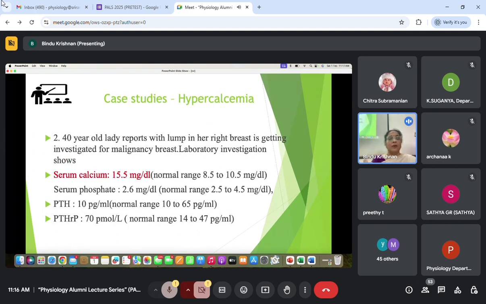The other scenario, 40-year-old lady reports with lump in her right breast getting investigated for malignancy breast. The laboratory investigation, again you can see the serum calcium level is more, but then PTH is within the normal limit, but then you have this PTHRP, that is your parathormone related peptide, which is way above the normal range. So we have seen a situation where the PTHRP can cause hypercalcemia of malignancy. So this case file is regarding that.